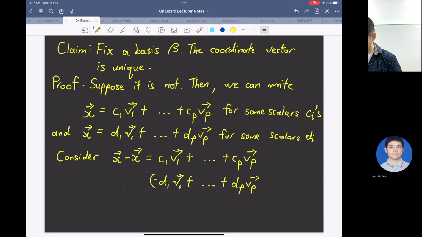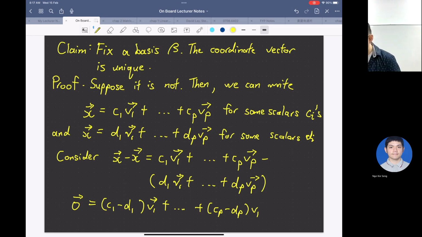Okay. Take away the second expression. So on the left hand side, what do you get? X minus x. What do you get? 0. Good. On the right hand side, what can you do? You can collect the like terms. Collect the coefficients: (C1 minus D1) V1 plus ... plus (Cp minus Dp) Vp.